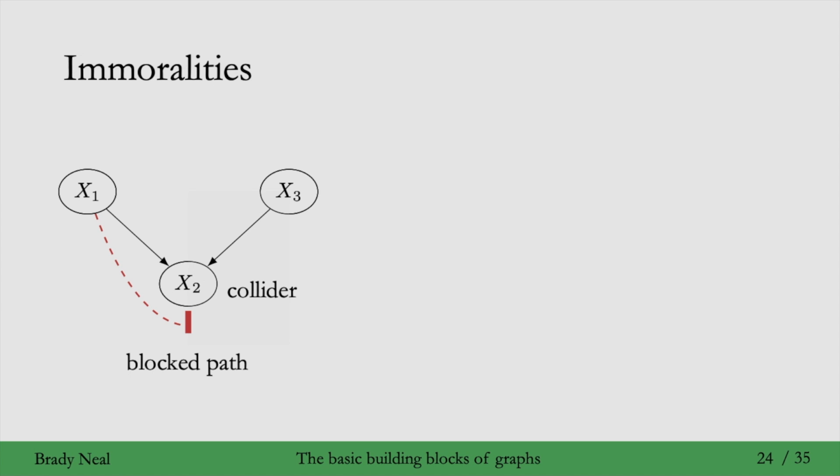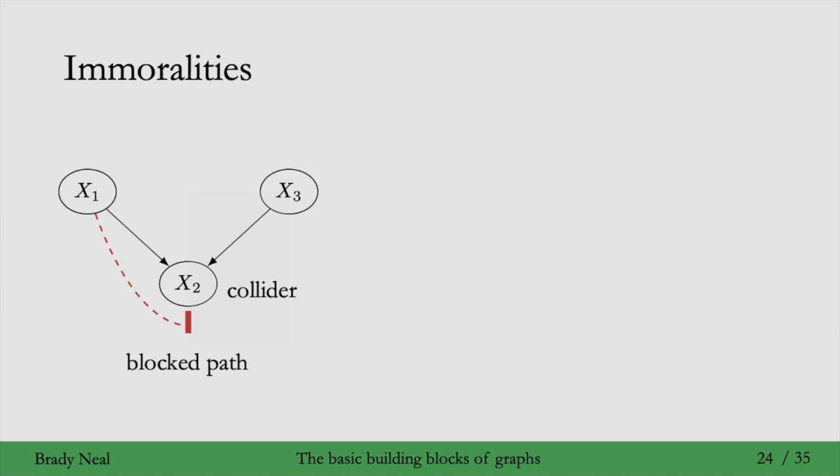It's different from what was happening in forks and chains, where x2 in those graphs was just allowing association to flow through it. And the intuition for why x1 and x3 are independent is that they are just two events that happen to cause some downstream event x2. Right, so why would x1 and x3 be dependent?